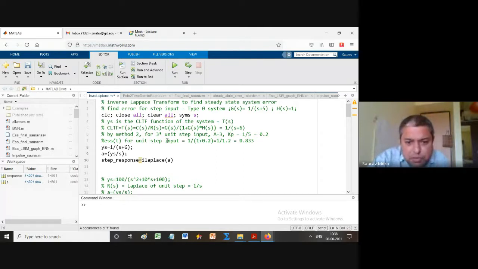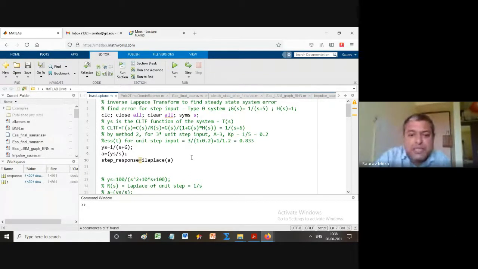Now e_ss for unit step will change. In this case it will be 3, because here the A value will come. So now I'm doing the same thing, finding the steady state error for the same system. So find e_ss for 3 into unit step input.